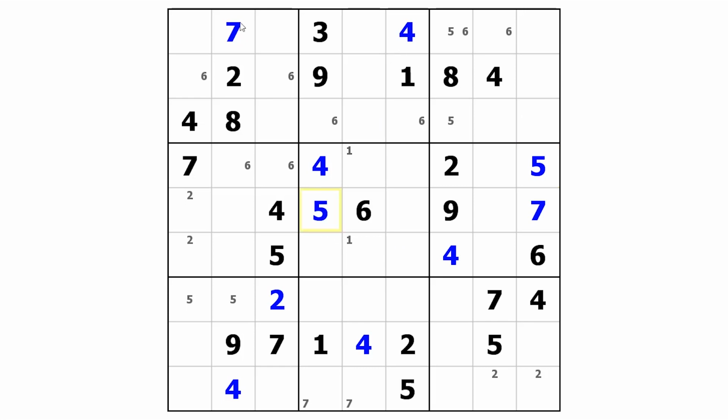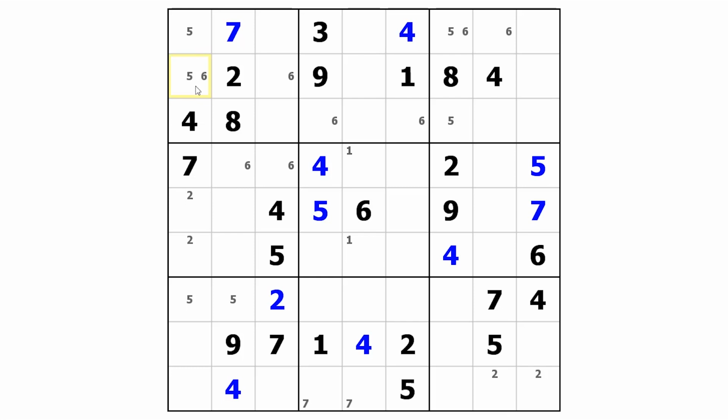And now because we put this 7 up here in block 1, this 5 blocks column 3, which means we can put a conjugate pair of 5s into those two cells. Again, this cell here, the cell with 5 and 6, is not a bi-value cell. It could also be a 3. But we're not going to put that in right now. One of these two cells must be a 5, and one of these two cells must be a 6.